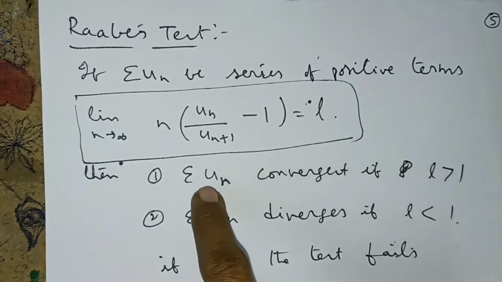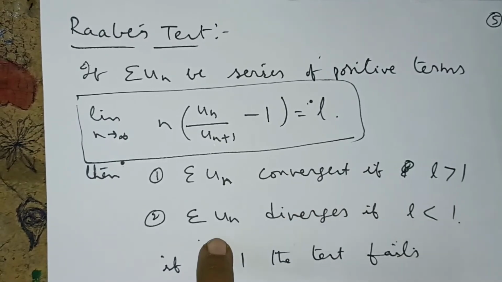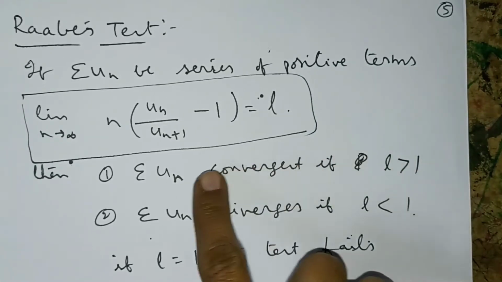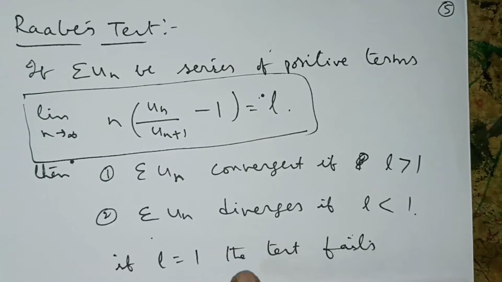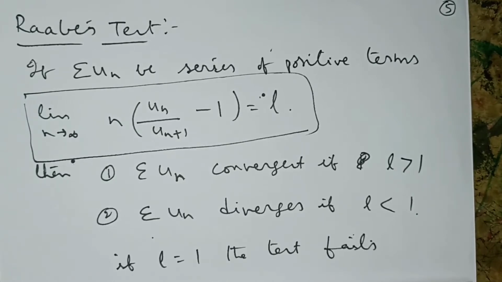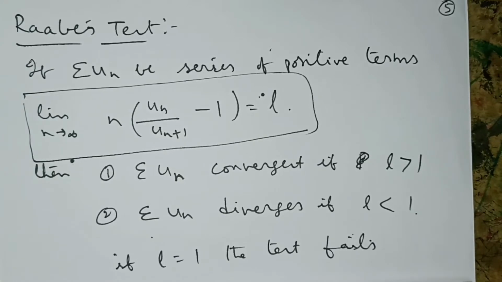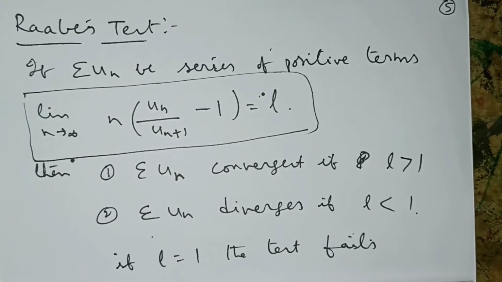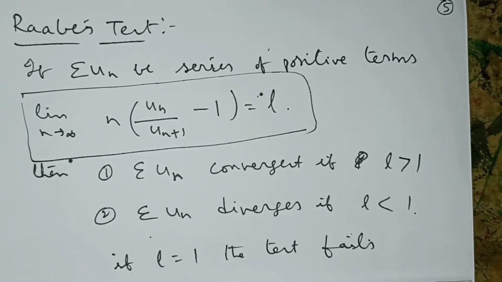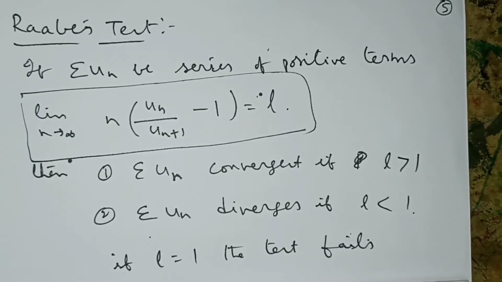If L is greater than 1, sigma un is convergent. If L is less than 1, sigma un is divergent. If L is equal to 1, the test fails. This is the statement of Rabi's test.